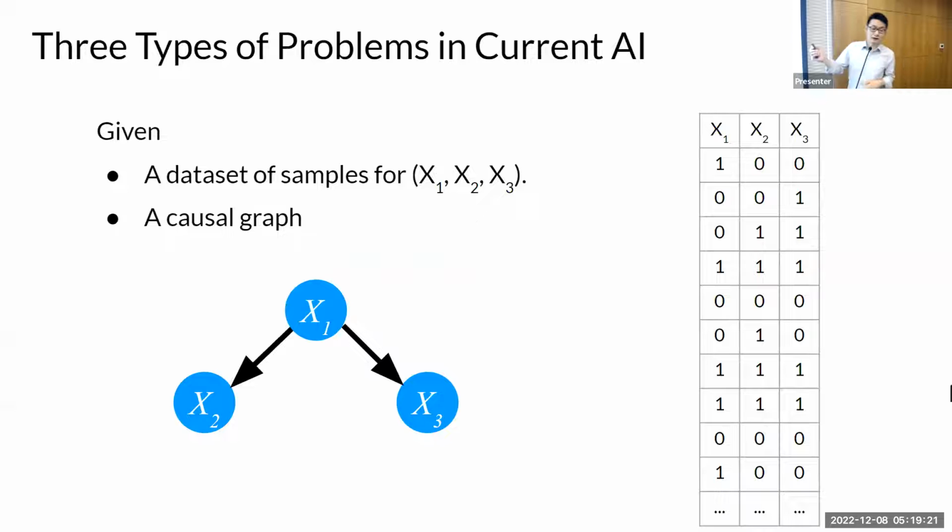So now let me start with the first problem. So let's see how we can identify causal effects or how we can do counterfactual reasoning. Essentially, currently in AI, at some level, you can see we care about three types of problems. Here's the setting. Usually in machine learning, we are given a data set, a sample for some variables, and then we want to make predictions. In some other situations, we also need to have access to the causal graph, as you can see from here.